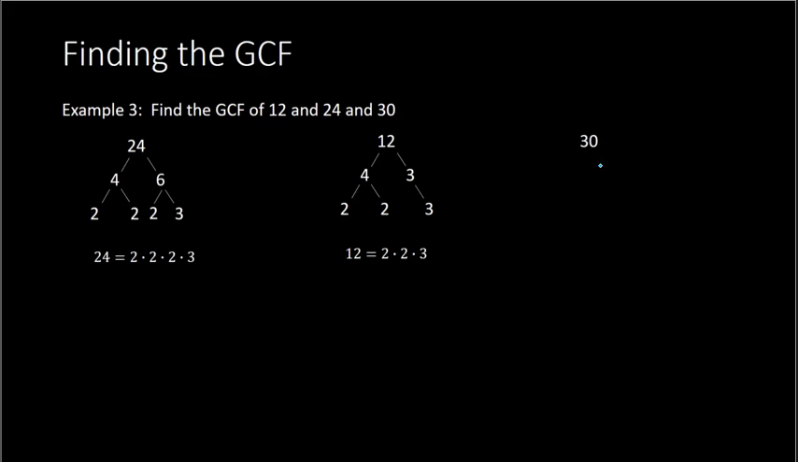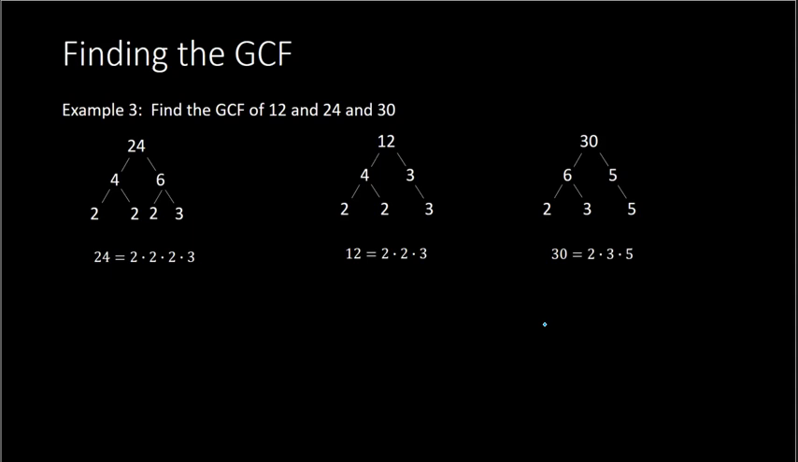So here's 30, and we can break this down as a product of prime numbers. So 30, we can think of this as 6 times 5, and then 6 would be 2 times 3. And the 5 is already prime, so 30 is a product of 2 times 3 times 5.